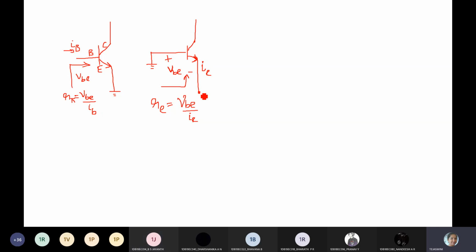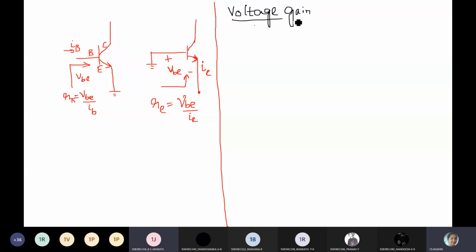Yes, ma'am. Okay. Now, shall we move on to voltage gain now? Yes, ma'am. So because it is an amplifier, we need to find out what is the voltage gain of this small signal. So take a heading of next, voltage gain. Okay, can you tell me any general definition for voltage gain? How to find out voltage gain? Output by input, ma'am. Output by input. So here output voltage by input voltage.